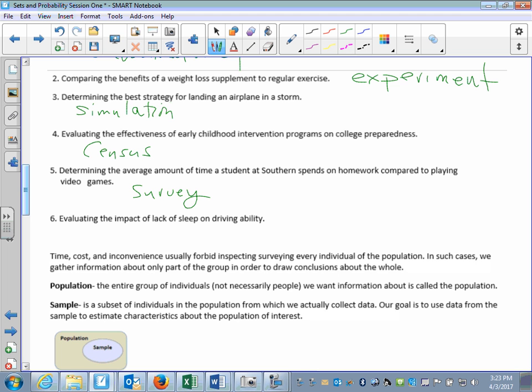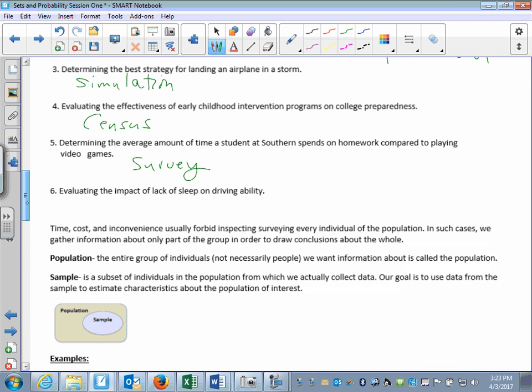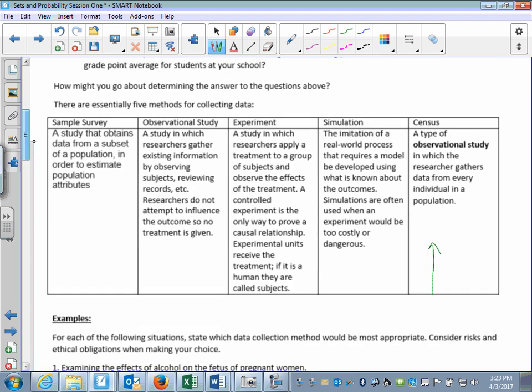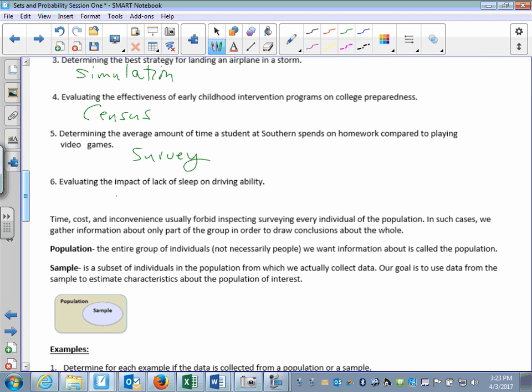Evaluating the impact of lack of sleep on driving ability. Again here, probably an observational study. Or a simulation. Maybe even simulation would be better on this one, because it would be dangerous to actually perform an experiment, and I'm not so sure that there are records that you could study. So perhaps you could give somebody lack of sleep, but just have them simulate driving rather than taking them out and having them actually operate a vehicle.